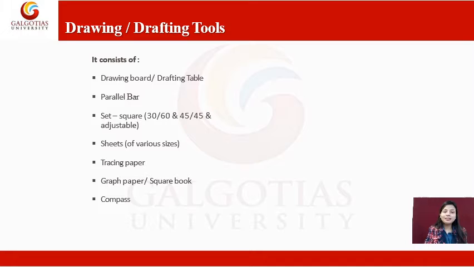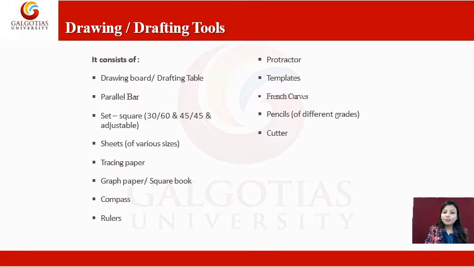Drawing board or drafting table, parallel bar, set square, 30-60 degree, 45 degree and adjustable. Sheets of various sizes, that is A0, A1, A2, A3, A4, tracing paper, graph paper or square book, compass, rulers, protractor, templates, French curve, pencils of different grades, that is H, 2H, 3H, 4H, B, 2B, 3B, 4B, paper cutter, sandpaper, eraser, clamps, adhesive tape, and duster.